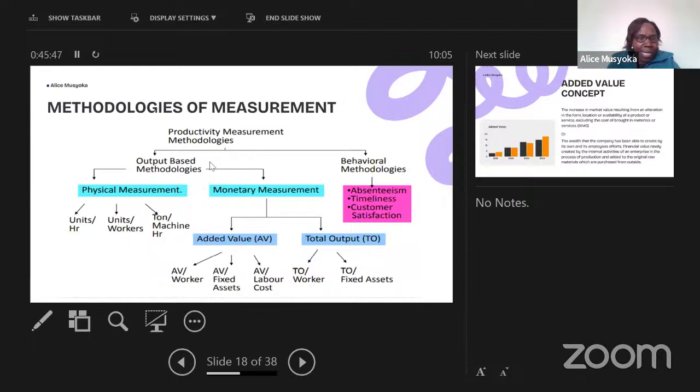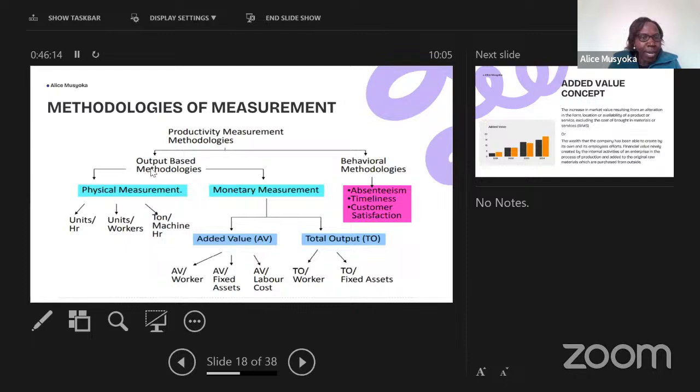We have two methods there. We measure productivity using output-based methodology or behavioral methodologies. Under behavioral methodologies, we are looking at absenteeism, for instance, employee absenteeism. We are looking at timeliness. We are looking at customer satisfaction, for instance.